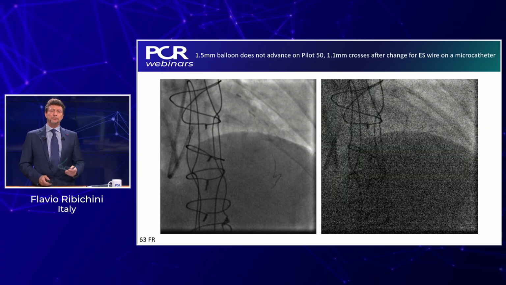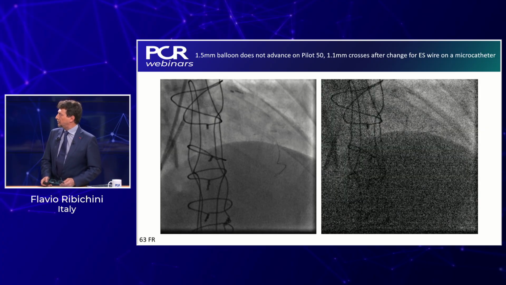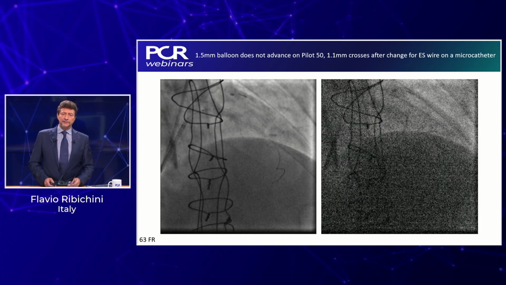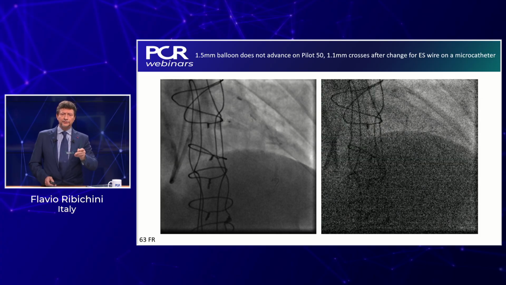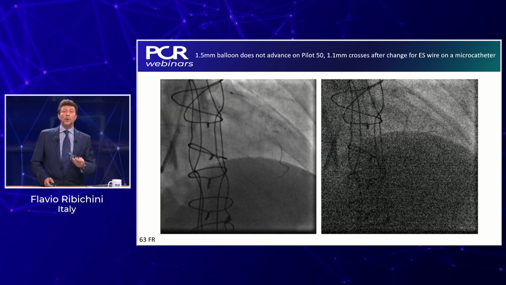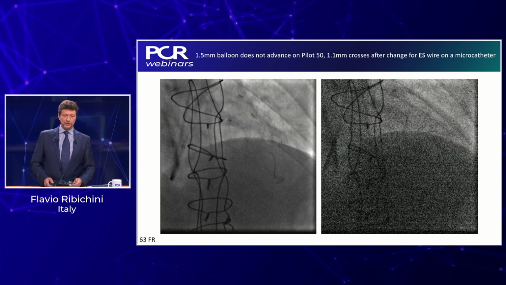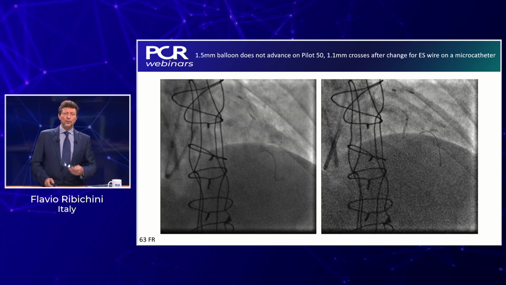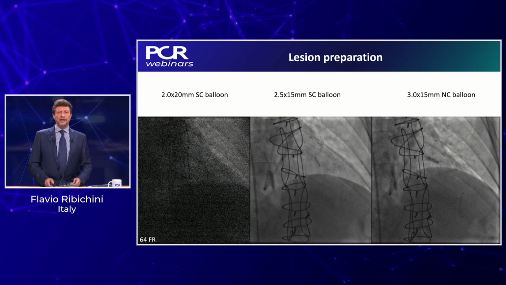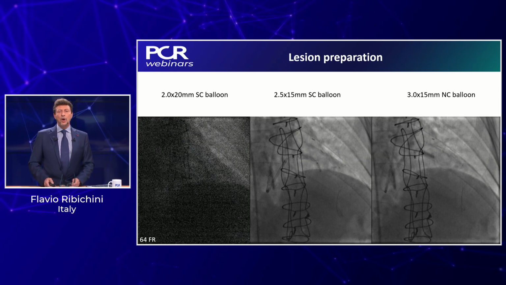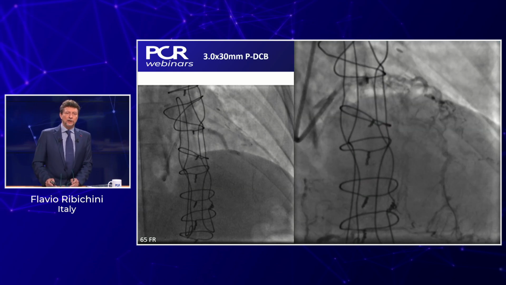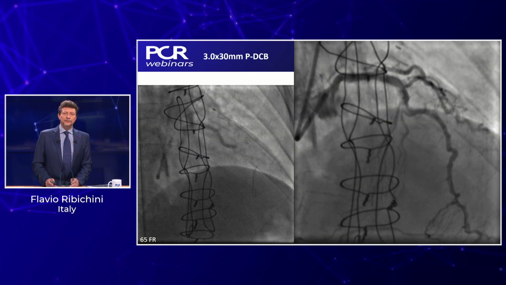You see, it was impossible to drive a balloon. It's a 1.5 on a Pilot 50, it did not cross. I needed to put in an extension, not an extension, a microcatheter, an extra support wire, and push a 1.1 balloon to start the dilatation. Then, following Bruno's advice, I went very carefully with a 2.0, a 2.5, and up to a 3.0 non-compliant balloon for lesion preparation. And to my surprise, a good new paclitaxel drug-coating balloon navigated easily through the lesion.